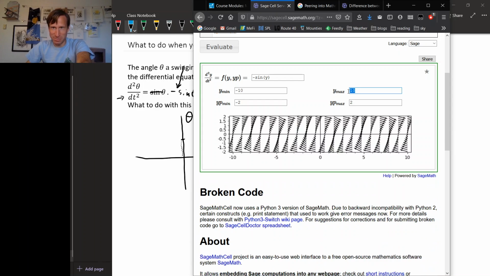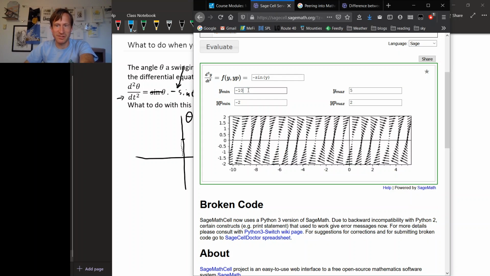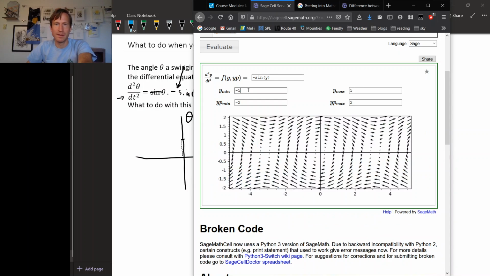Actually, it looks like that's too big. How about minus 5 to plus 5? Okay. So remember how solutions behave in this phase plane: they just follow the arrows around.